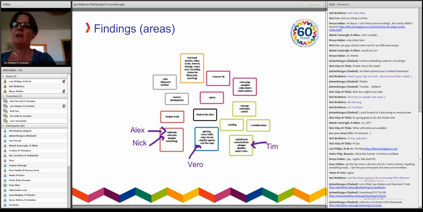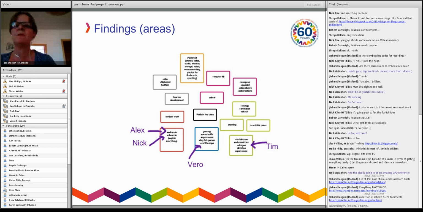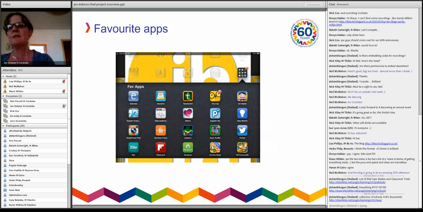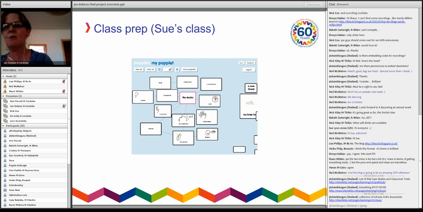Okay. These are the basic areas where we found the iPad working. You'll see, for example, teacher development, using things such as Twitter, Zite, Flipboard, which is over here in the grey on the left. For teacher admin, if you see before student work, Alex and Nick are going to talk about that in the next sessions. Vera's going to talk about the use of gaming, and Tim's going to talk about some of the pronunciation things. The creative side is what we think most interesting. Here we've got some of the favourite apps, so you can look back at that later.